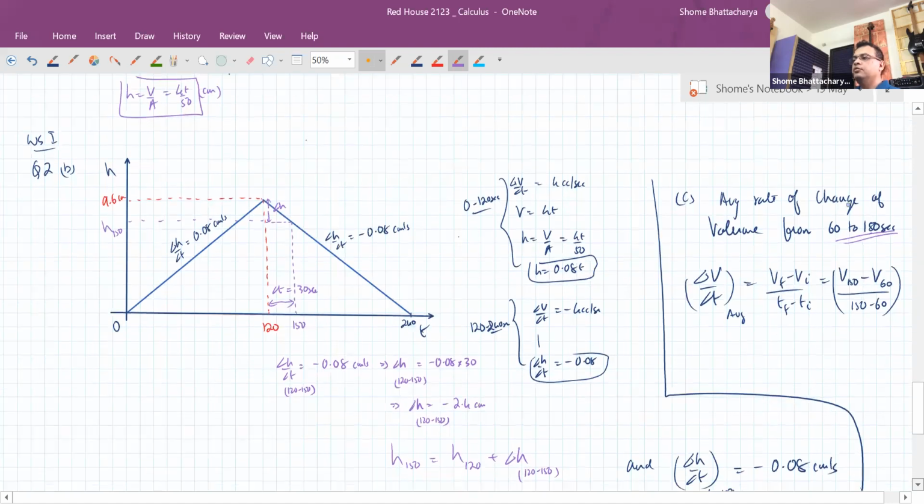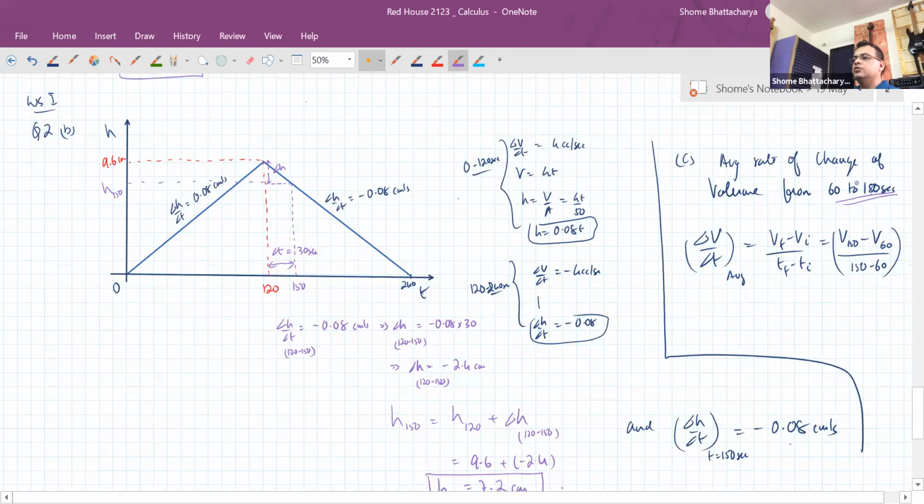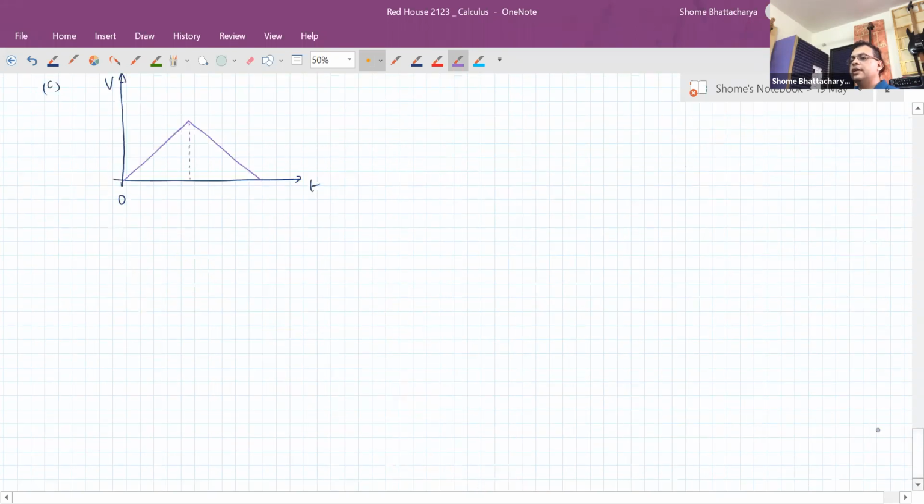Okay, so now C part, we have to calculate the average rate of change of volume from 60 seconds to 150 seconds. So we'll define average rate of change as this, the change in volume upon change in time. Okay. So it is the final volume at 150 seconds minus the volume at 60 seconds divided by the time interval, which is this. Okay. So let's go back to the volume time graph to solve this.